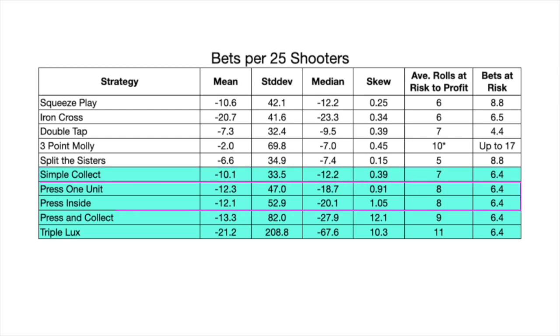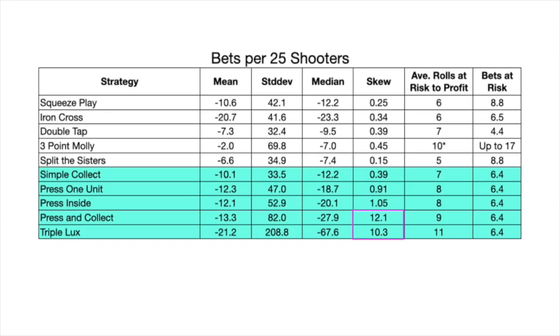Press 1 unit and press inside are statistically very similar to each other, and there isn't much reason to prefer one over the other. But neither has much to offer in the way of large payouts. Press 1 unit, in particular, is easy to play, and the dealers will pick up on it very quickly. It's not until you get to press and collect and triple lux that you get the large skew that indicates big payouts are common. But the triple lux, as we said, is a high-risk strategy.